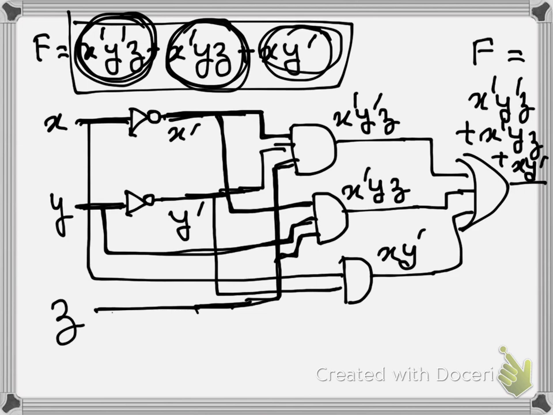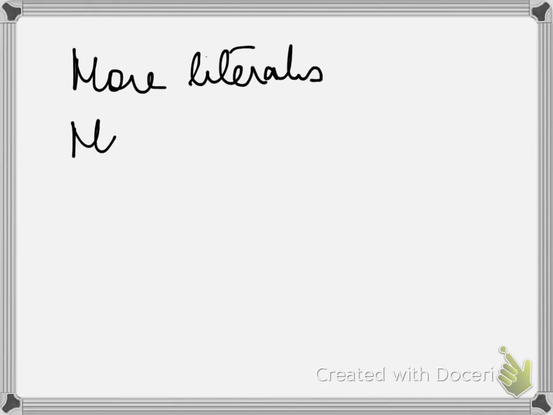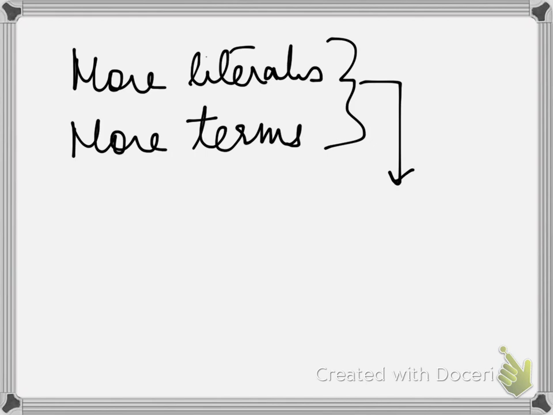One thing to be noted here is that, as you can see, the more the number of literals, the more complex the gates become. More literals and more terms in the Boolean function give rise to more complex logical circuits.